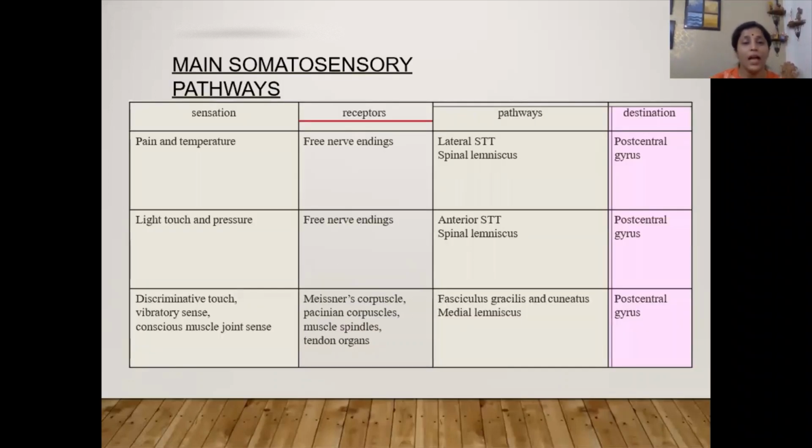Now, having a look at the main somatosensory pathways, just to brush up. For pain and temperature, we saw the receptors were the free nerve endings, the pathway was the lateral spinothalamic tract, and the termination was the sensory cortex. For light touch and pressure, it is the anterior spinothalamic tract, the spinal lemniscus, and the postcentral gyrus or the sensory cortex. Again, the discriminative touch, vibratory, the posterior column sensations, basically, they were terminating on the postcentral gyrus. All the three are terminating on the cerebral cortex, and that is the sensory area.